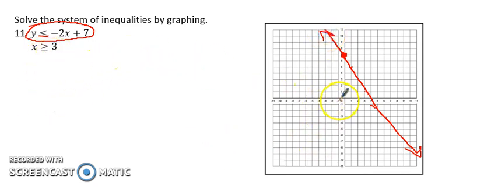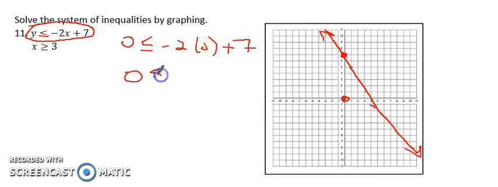Now, I like testing the point 0, 0 to see what side to shade on, so I'm going to plug in 0, 0 and see if it's true or false. Plug in 0, 0, I have 0 is less than or equal to minus 2 times 0 plus 7. This gives me 0 is less than 7. That's true. That tells me I'm going to want to shade on the 0, 0 side.